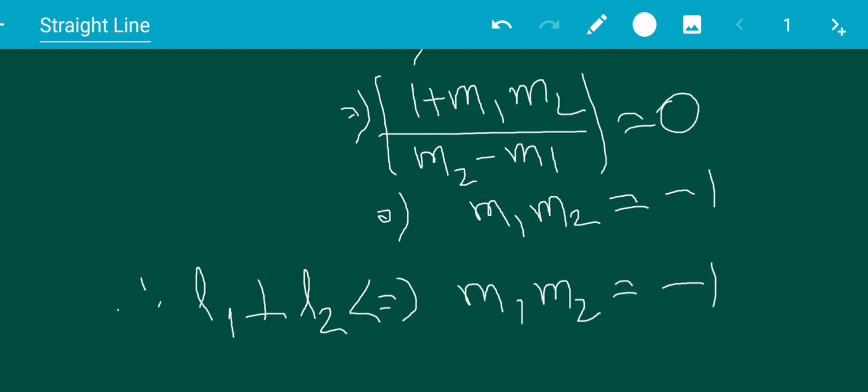So this is how you can find whether lines are parallel or perpendicular, just by computing the slope. If the slope is same, then lines are parallel. If you multiply the slopes and get minus 1, then the lines are perpendicular. Okay, so this is how we find the angle between two lines and whether they are parallel or perpendicular.